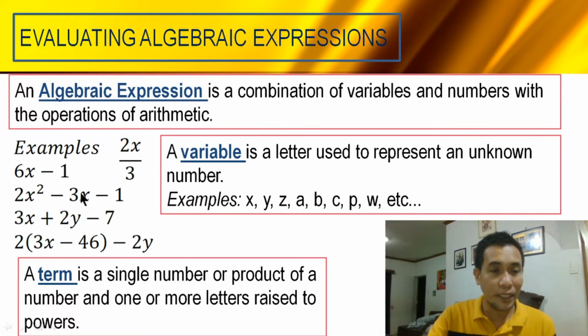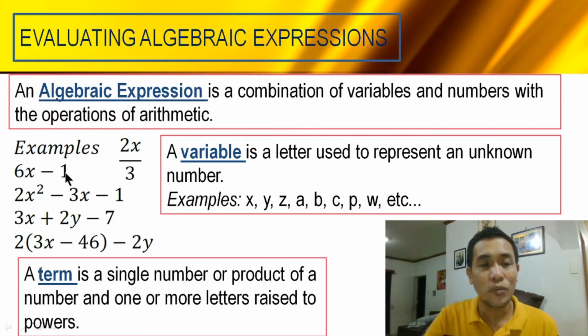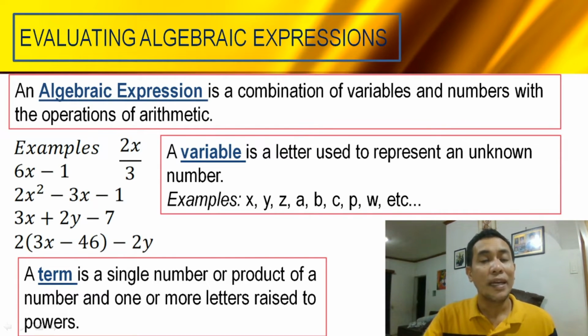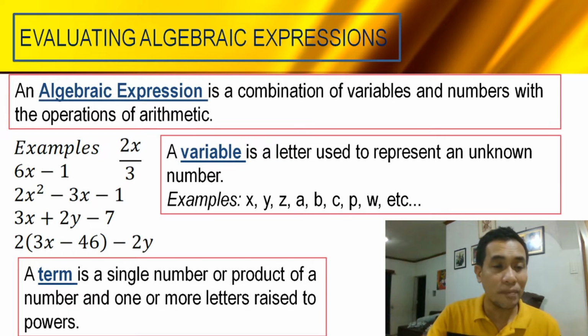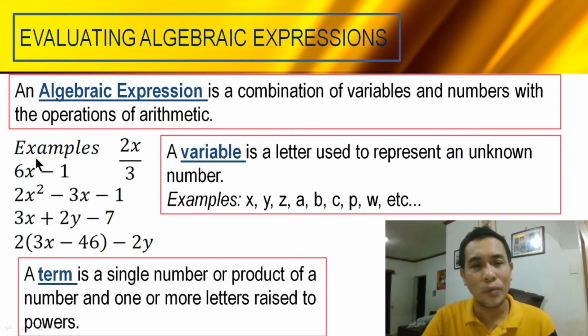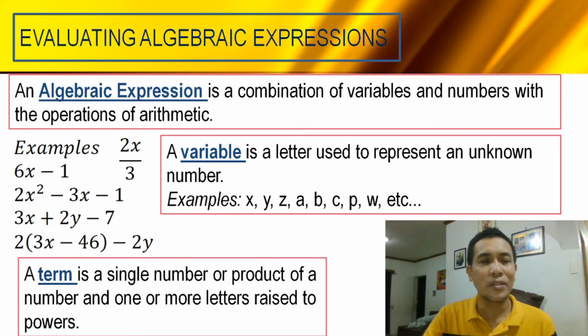Like for example, in example number 2, 6x minus 1, ang 1, term man gyapon. Ang 6x, term man gyapon. Single number or product of a number and a variable raised to a certain power. Ang 6x, of course, ang 6 multiplied to x, ang power ng x is 1. So, as practice, pag ang exponent is 1, wala na siya gina-indicate. So, 6x minus 1 composed of two terms. Alright? 6x and then 1 is another term.